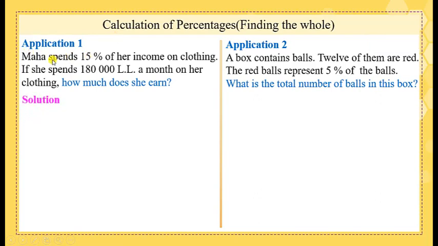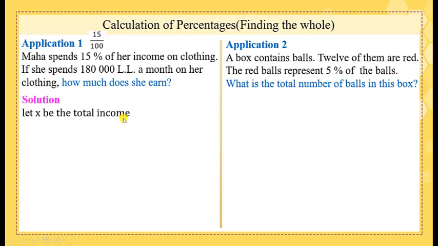In application 1, Maha spends 15% of her income on clothing. If she spends 180,000 Lebanese lira a month on her clothing, how much does she earn? From the given, we have a percentage, which is 15%. So we move to a ratio, which is 15 over 100. This is the first ratio. To find Maha's total income, we have to form a proportion, which has an unknown. So let x be the total income.